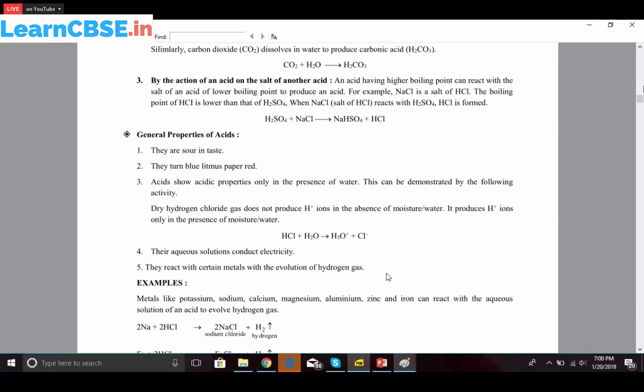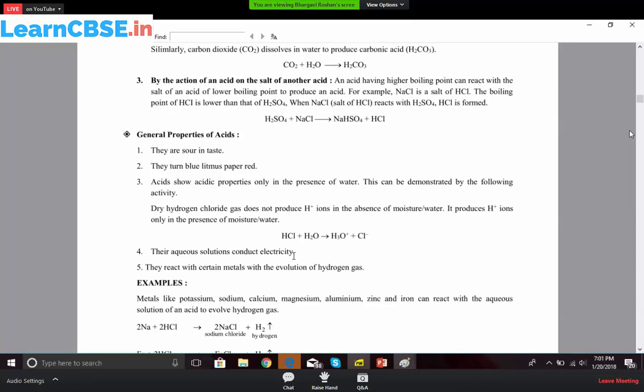The acids always show these properties when they are dissolved in water. The dry hydrogen chloride gas does not produce H plus ions in the absence of moisture. So it produces the H plus ions only in the presence of moisture. So HCl, when we combine it with H2O, one of the hydrogens moves on to the H2O and it forms H3O plus Cl minus. So their aqueous solutions can conduct electricity.